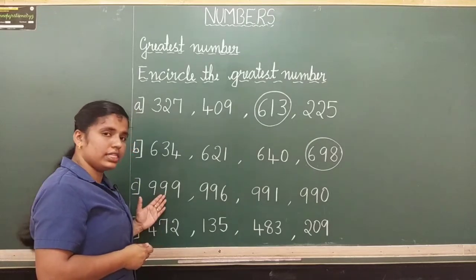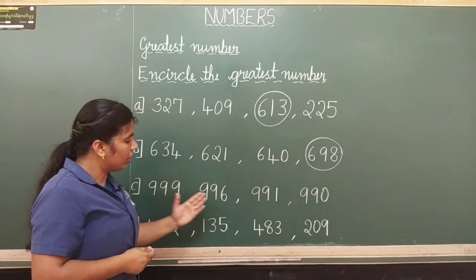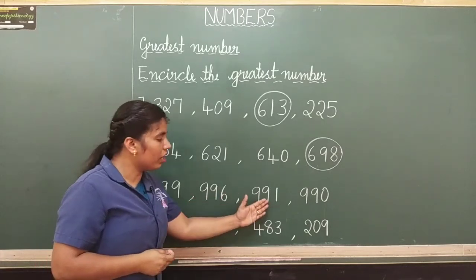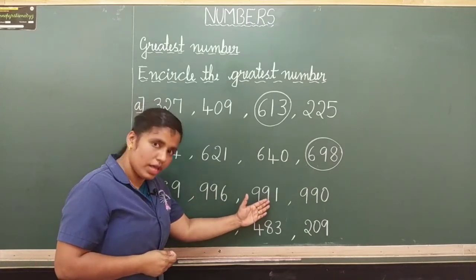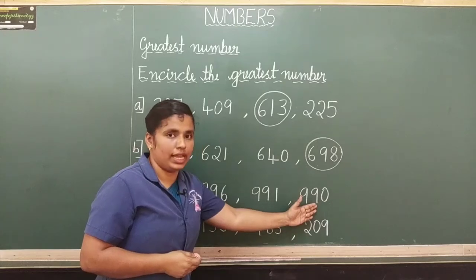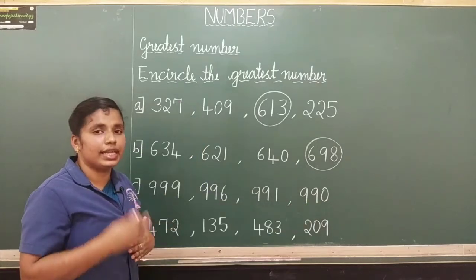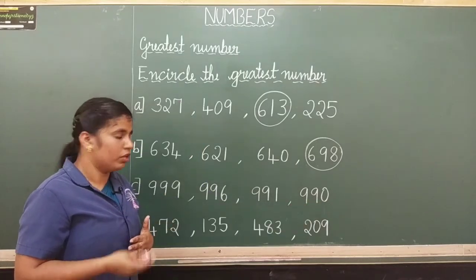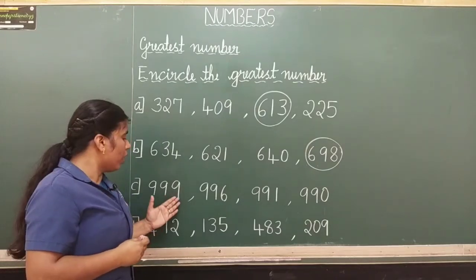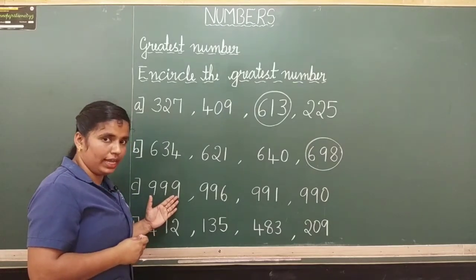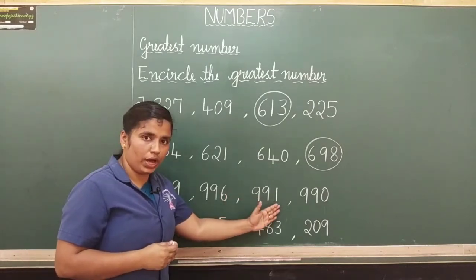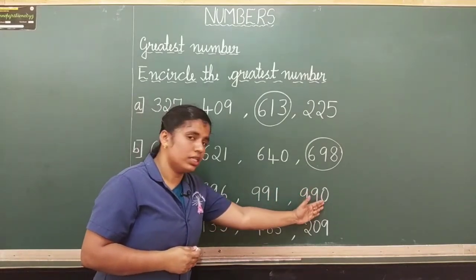In tens place we have 9 here, in this number also we have 9, here also we have 9 only. In this number also we have 9. So, all the digits in tens place are same. So, we have to see the ones place. In ones place, here we have 9, here we have 6, here we have 1 and here we have 0.